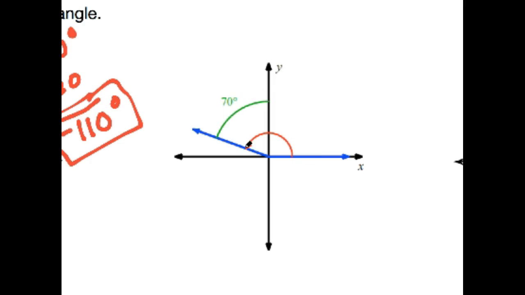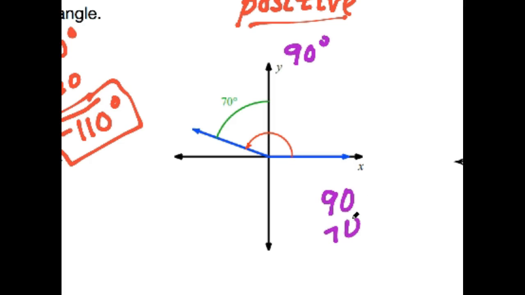Notice how we're going counterclockwise. So this angle is going to be a positive angle. And notice how we are here, if this is 90, and we go 70 degrees past 90. So 90 and 70 make 160. So that angle measure is 160 degrees.